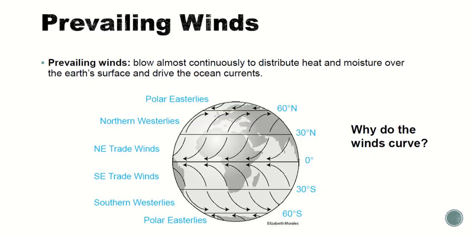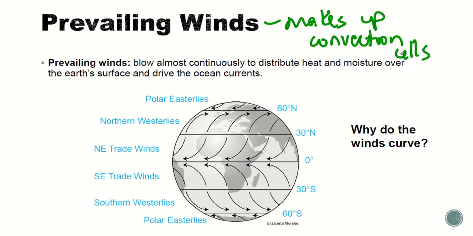Prevailing winds, these make up your convection cells, kind of your cells of air movement. We have many types: polar easterlies, northern easterlies, northeast trade winds, southeast trade winds, southern westerlies, polar easterlies. The key thing here is we do have a circulation of 30 degrees.